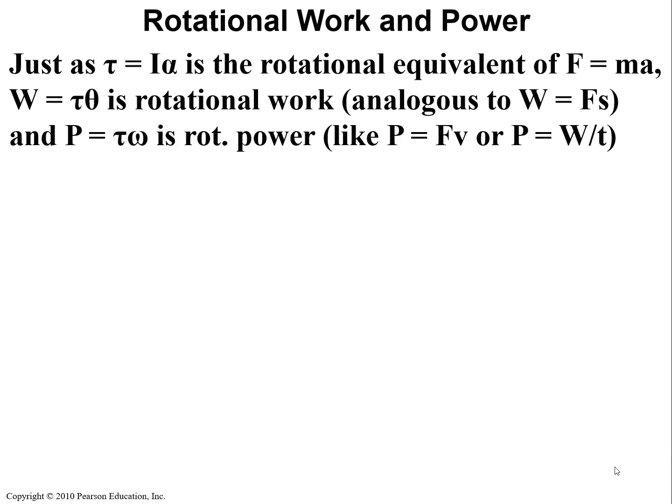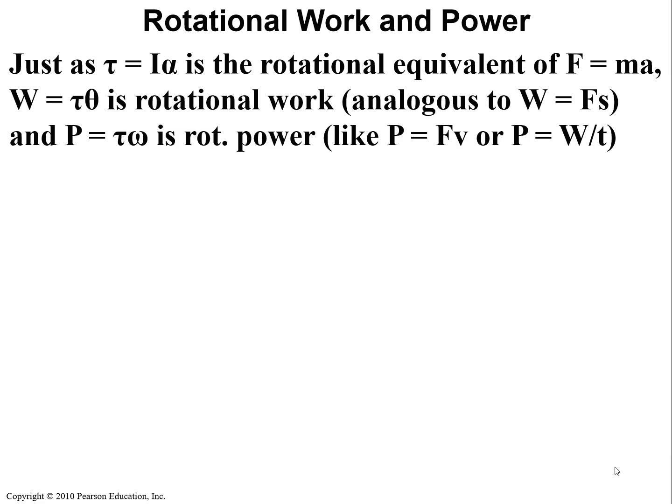And so every linear equation, this is probably the pattern you've noticed so far, has a rotational equivalent. Now, we already saw in this lesson that tau equals I alpha is the rotational equivalent of F equals ma. So it's just Newton's second law. But we also have rotational work and power. So W equals tau theta is rotational work, analogous to W equals Fs. That would be the linear equivalent.